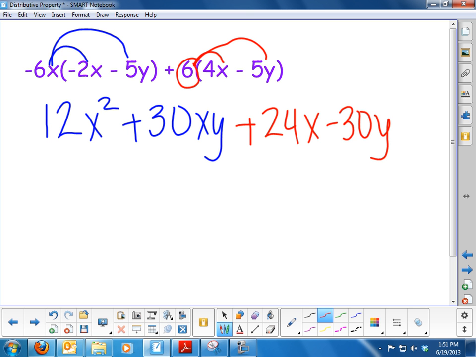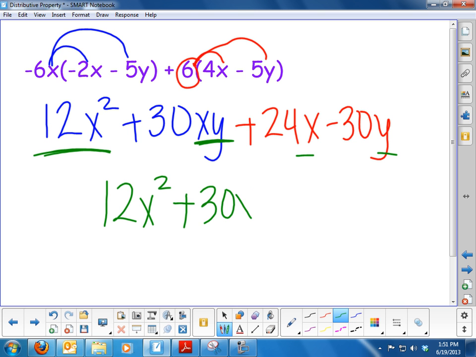Now I'm going to look for like terms and get to combining. Is there any other x squareds in my problem? No. So that gets written by itself alone. Now I'm going to look for any other terms that have an x and a y. I see an x in this one, that's not enough. I see a y in that one, that's great, but it's not an xy. So my 30xy gets written next.